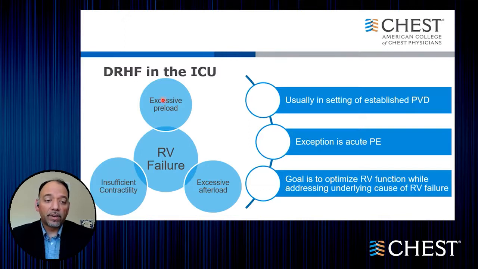Usually in RV failure, you're dealing with excessive preload, excessive afterload in almost every case, or insufficient contractility of the RV itself. Now, the exception to this idea of established pulmonary vascular disease as the predisposing comorbid factor causing RV failure is the case of acute pulmonary embolism. Again, we will discuss acute PE in chapters 2 and 3 of this talk. The goal, which is easier said than done in this condition, is to optimize the RV function while addressing the underlying cause of RV failure.